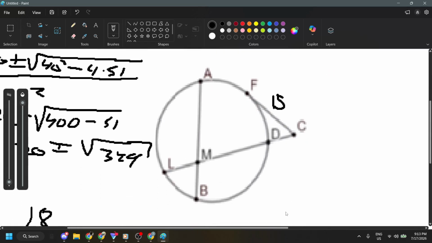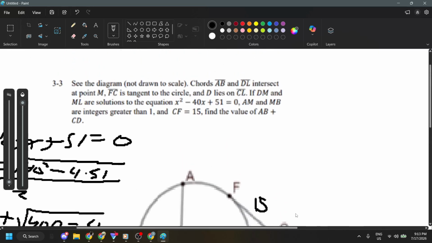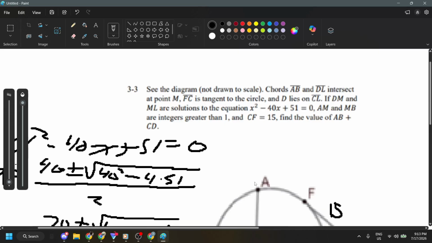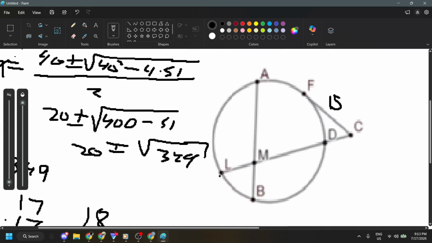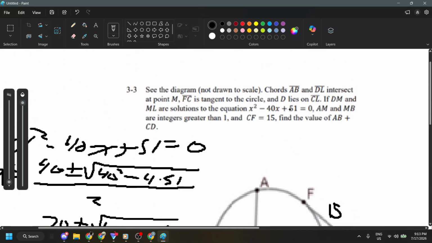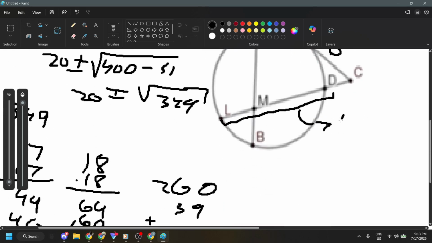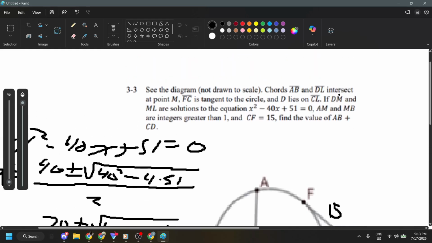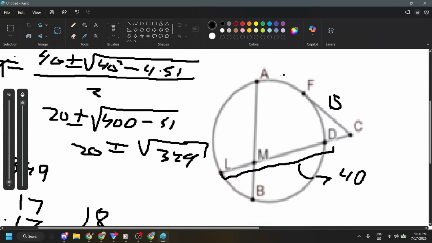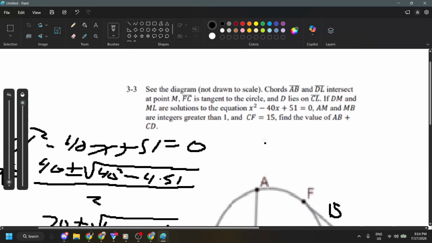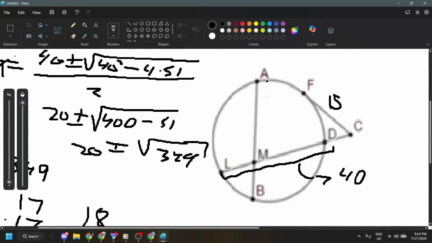Okay, well, DM and ML are solutions to that, so at least that's probably trying to tell us that the sum of them, this entire thing, is 40. Okay. AM and MD are integers greater than 1. Then CF is equal to 15. Find the value of AB plus CD.